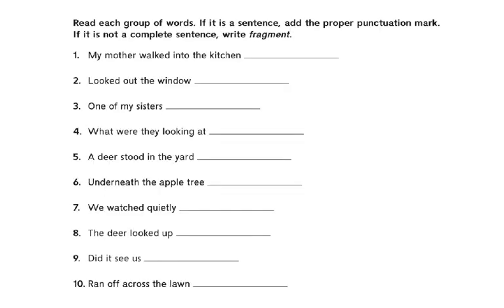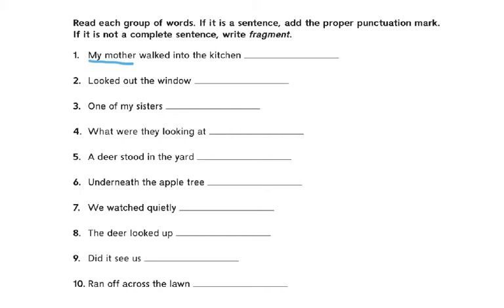So we're going to go ahead and read each group of words, and then we're going to determine if it is a sentence, and if it is a sentence, we are going to add the proper punctuation mark. If it's not a complete sentence, we're going to write fragment. So, my mother walked into the kitchen. I'm going to think back on the three things that I need to look for. I need a subject, which I'm going to underline in blue. So, my mother.